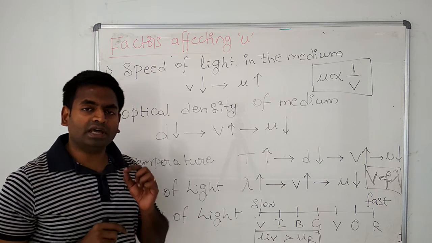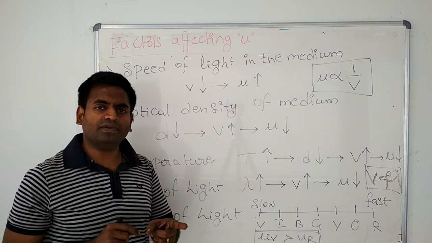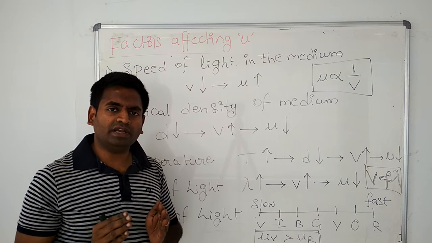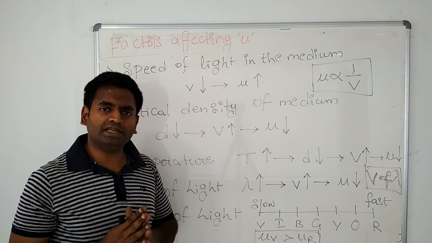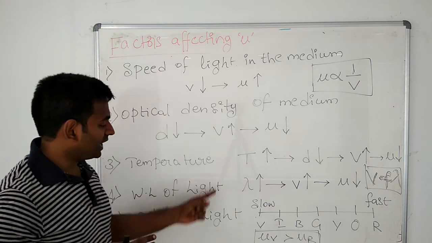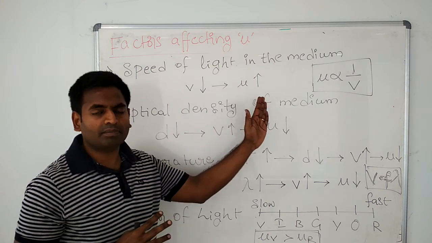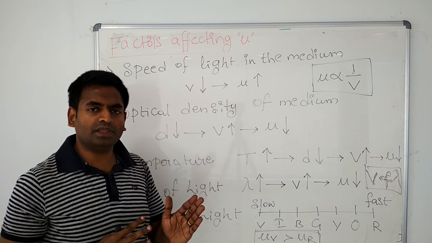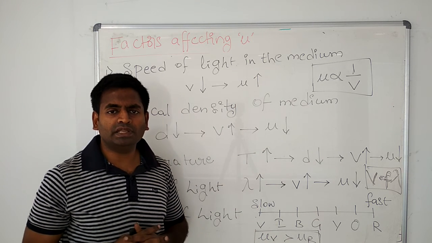So any factor which will affect the speed of light will also affect the refractive index, because the refractive index is all about the difference in speeds, or the speed of light. So all these factors affect the refractive index, and don't mug this up, just follow this sequence and you will automatically arrive at this. In the next video we will see the next topic.